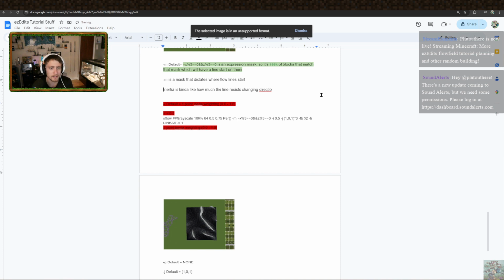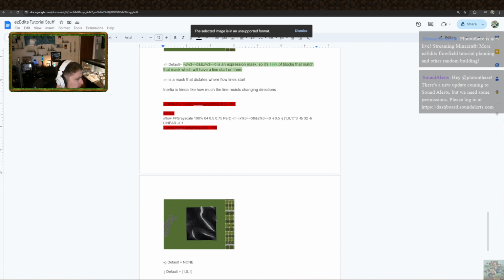Oh, okay. So he described both of them in that same thing. I didn't realize. He goes on later to describe -I more anyway. I just assumed that he was only talking about -M with those pictures. Okay. -M is a mask that dictates where the flow lines start. Inertia is how much the line resists changing direction.